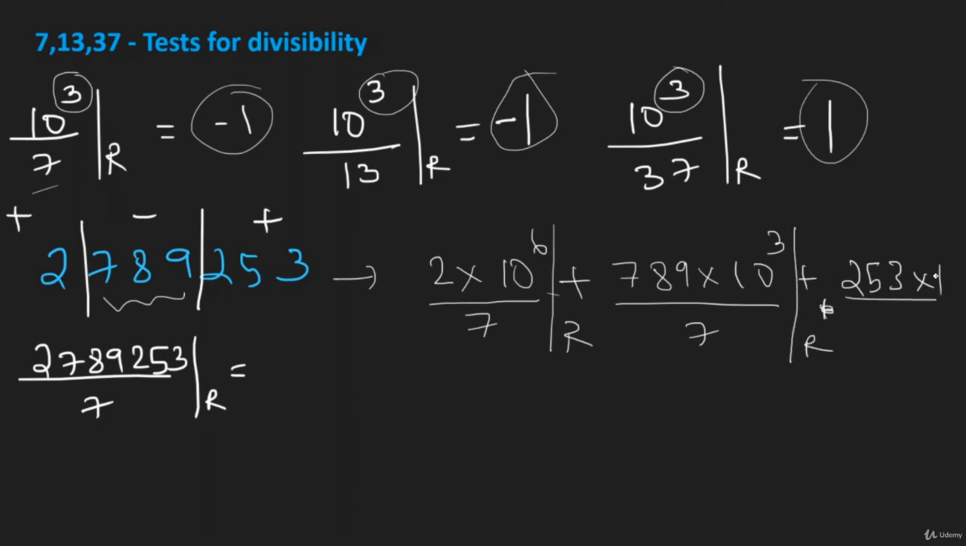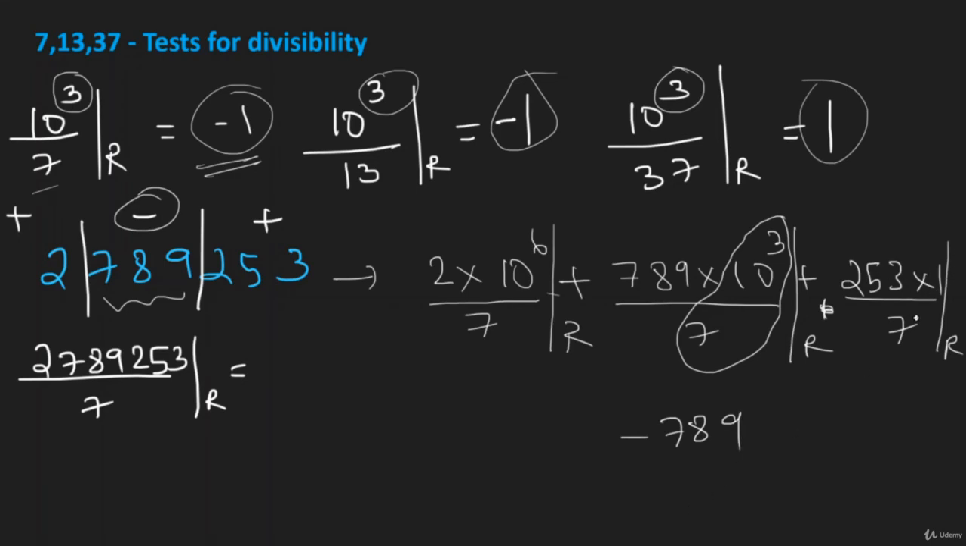Now when you take the remainder like this, and if the number obtained when you add the respective remainders is greater than 7, you have to again divide it by 7 and find the remainder. Alright, over here you can see that 10 to the power 3 divided by 7 gives me a remainder of minus 1. That's what we obtained over here. That's why we are giving a minus sign over here, and this is minus 789. Over here 1 by 7 gives me a remainder of 1 itself.